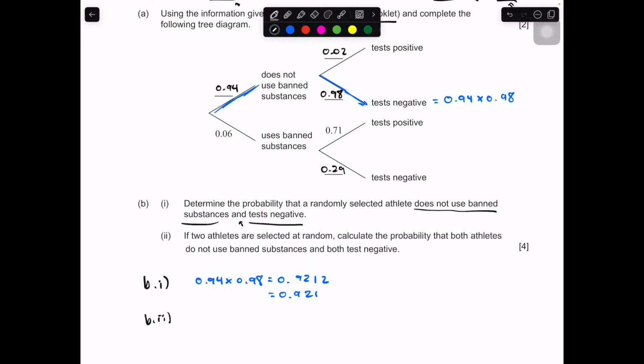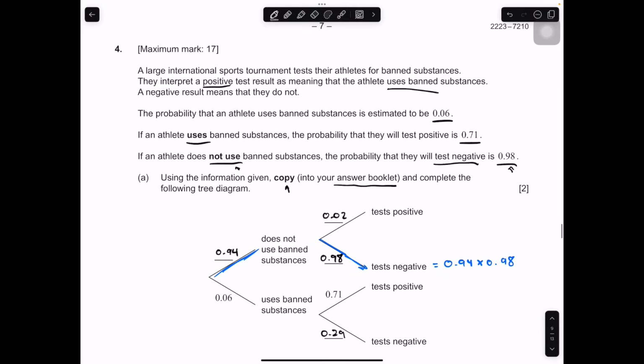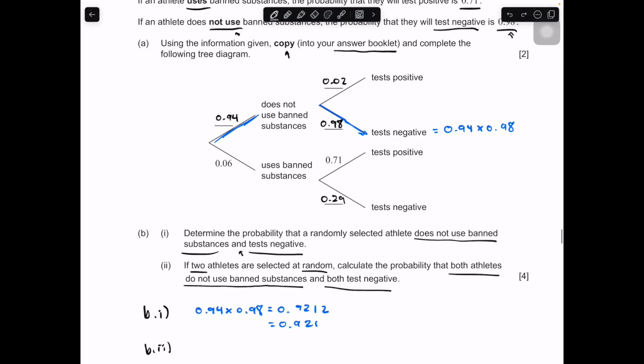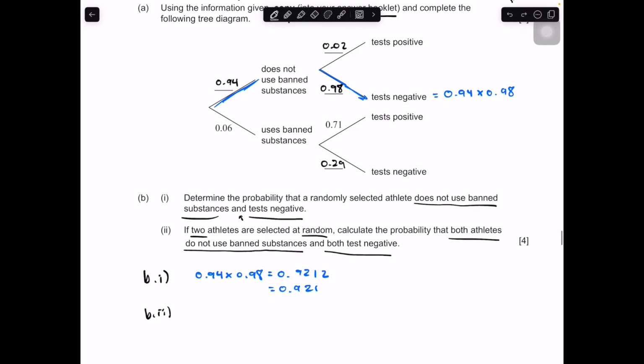And let's go to the second part of this question. If 2 athletes are selected at random, calculate the probability that both athletes do not use banned substances and both test negative. Okay. So in this case, whenever we say 2 athletes, you might want to think if it's dependent, as if, let's say, there are 100 athletes gathered into a room and we look for 2 athletes, and in that case, the denominator would change. For example, it would be 94 out of 100 times 93 out of 99, something like that, a dependent event where the probability of something coming after depends on what came before. In this case, we don't actually have that situation. We just have a general statement of the accuracy of these tests. So if 2 athletes are selected at random, probability that both athletes do not use banned substances and both test negative.